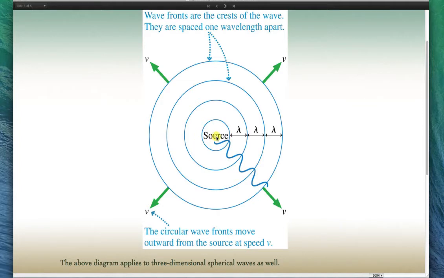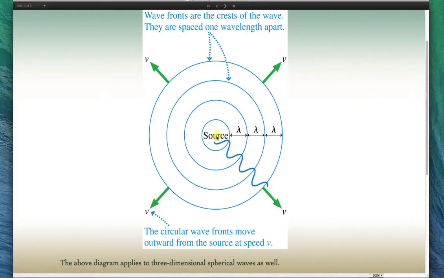Each spherical shell represents locations in space where the medium has the same amplitude, the same displacement, I should say, at any given time. And we would have a set of concentric spherical shells spaced one wavelength apart, going from the source outward and traveling outward at some velocity v. All those wavefronts would travel at the same velocity, and they would always be 1 lambda apart.